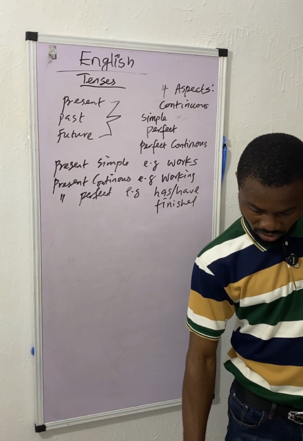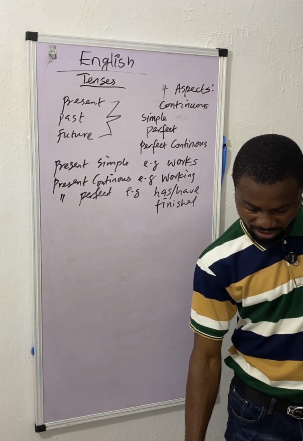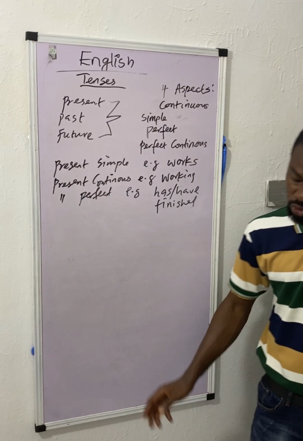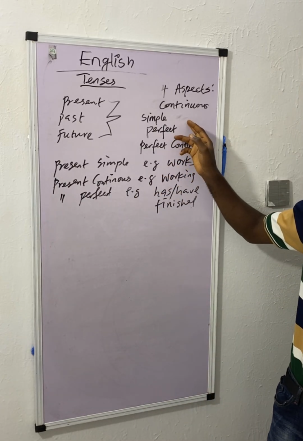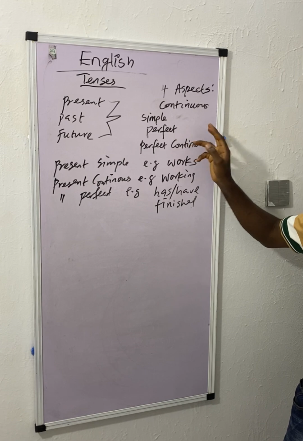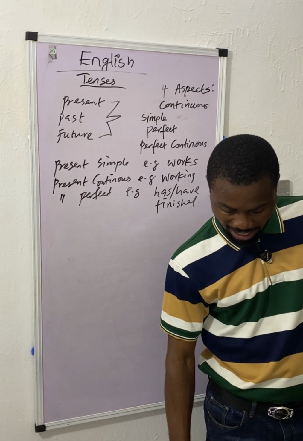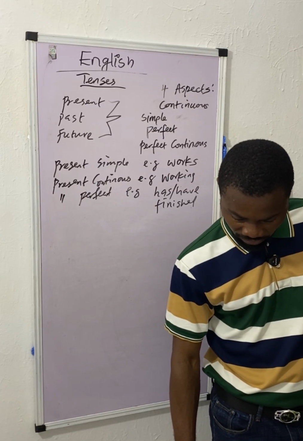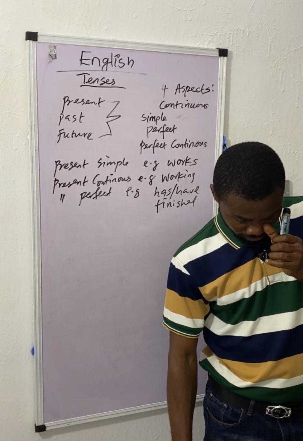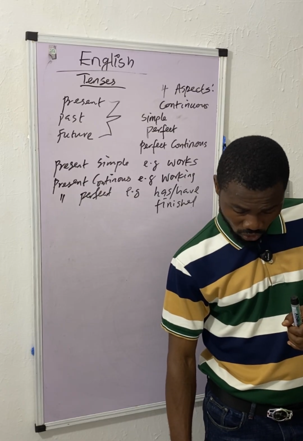So what does perfect usually denote? This particular aspect usually shows completion of an action related to time. It has something to do with time, and so on and so forth.